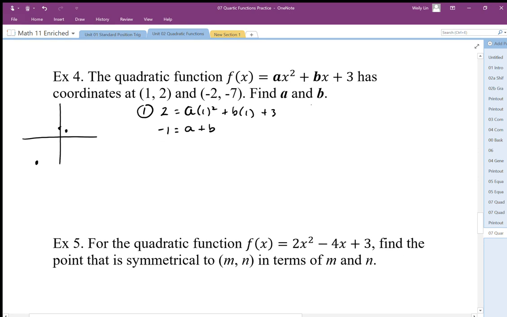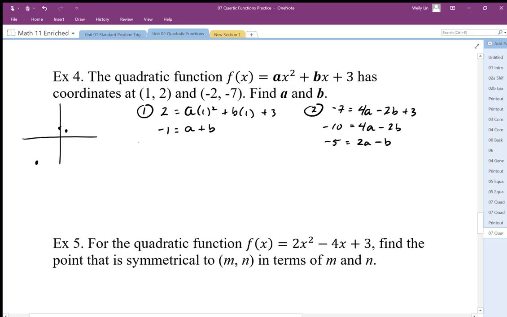Okay, so that's equation 1. Equation 2 is using the other coordinate. So I end up with 4a, negative 2 squared, minus 2b plus 3. And so when I solve this, I get negative 10 equals 4a minus 2b. I'm just going to simplify this equation. And the reason why I'm simplifying this is just because if I do this, my b coefficients match. And I'm just going to add these together.